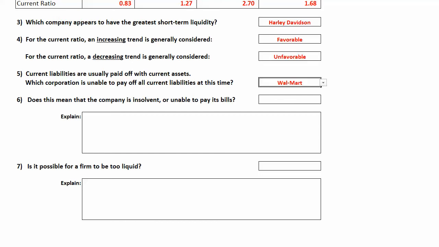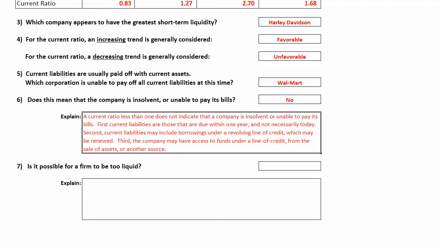But that certainly doesn't mean that the company is insolvent or unable to pay its bills, because one, current liabilities are those that are due within the coming year, not necessarily today or tomorrow. And Walmart's likely to generate additional cash within the next year. Also, current liabilities can include borrowings under, say, revolving lines of credit, which may be renewed at the option of the borrower in conjunction with that of the lender. And third, the company might have access to other funds under a line of credit, which is much like a credit card, or might generate cash from asset sales, or have some other source of cash coming in.